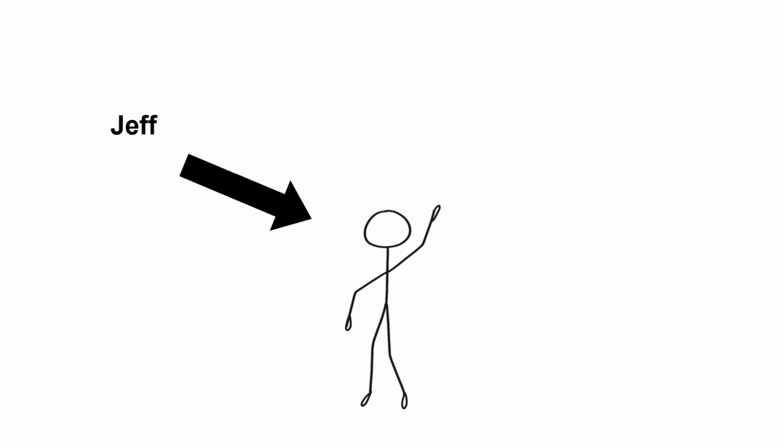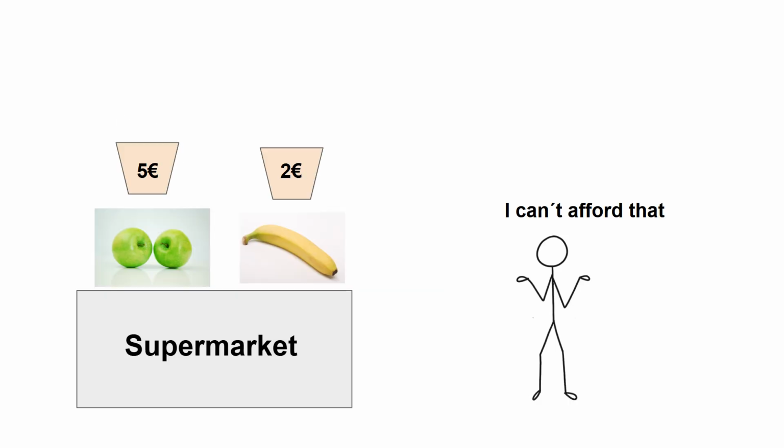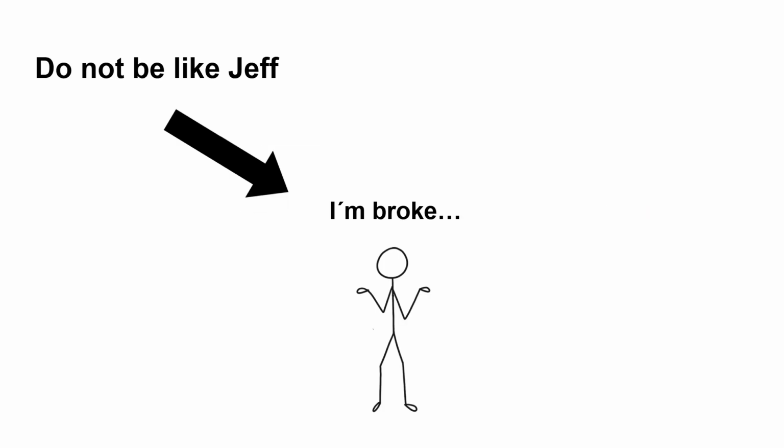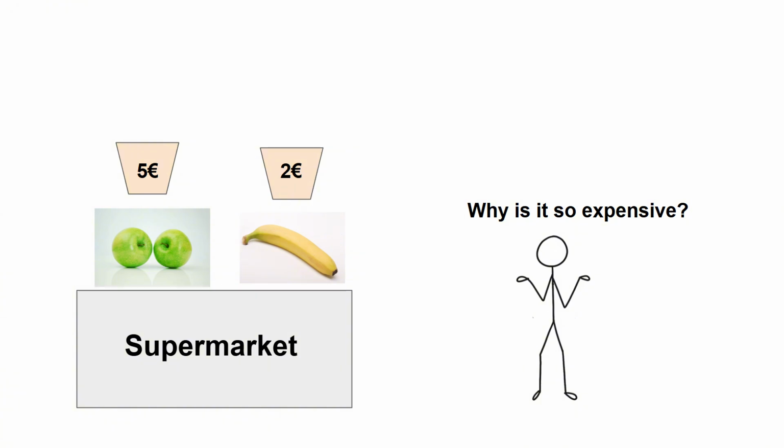Hi, this is Jeff, and he can't afford his groceries at the supermarket. Jeff is broke. Don't be like Jeff. And he wonders why the prices are so high. That has to do with something called supply and demand.